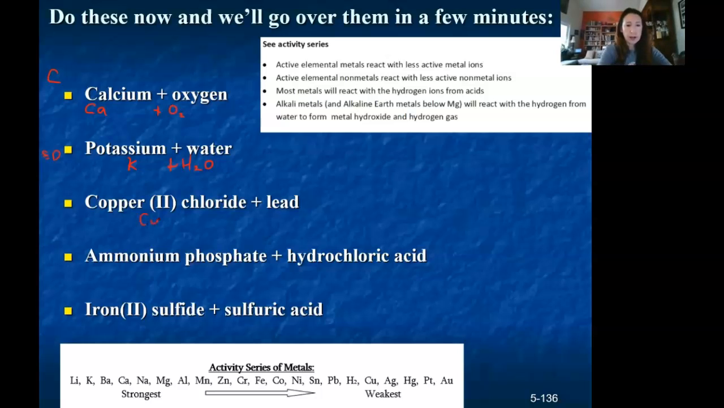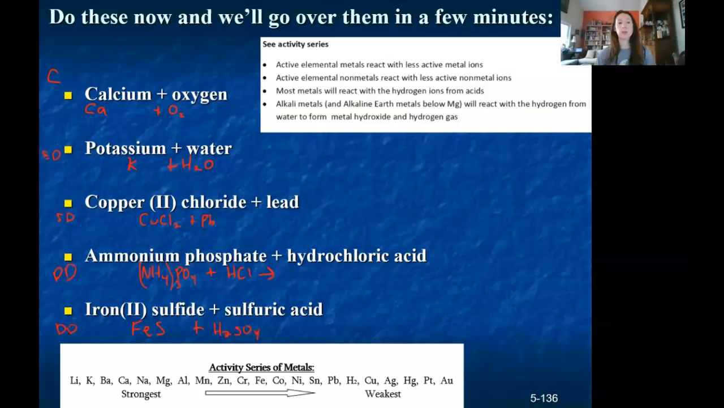Copper 2 chloride plus lead. That's definitely single displacement. Ammonium phosphate, see if I can write this neatly, plus hydrochloric acid. That sure is looking like a double displacement reaction. Iron 2 sulfide plus sulfuric acid. That looks probably like a double displacement reaction.